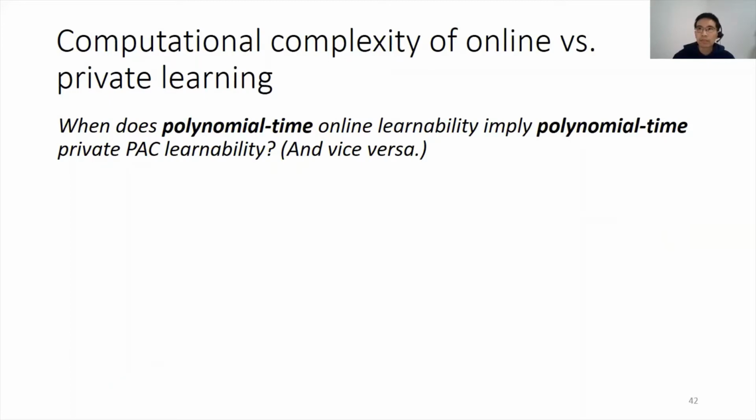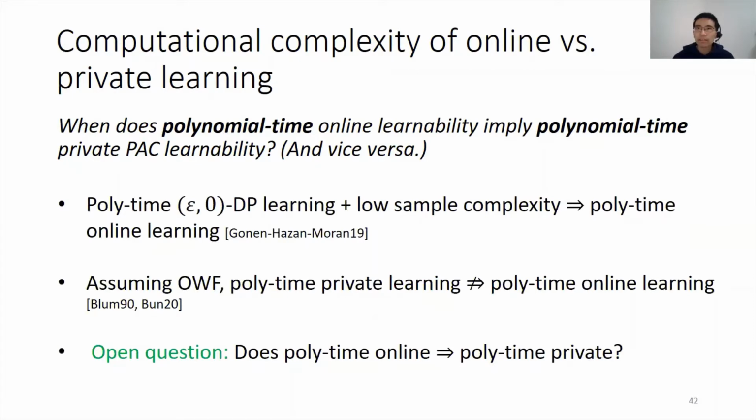Further work has addressed the question of whether computationally efficient transformations exist between online learners and private learners. The equivalence we've discussed so far is information theoretic, but neither direction of the equivalence maps polynomial time algorithms in one setting to polynomial time algorithms in the other. Some progress has been made on understanding whether efficient transformations exist. For instance, Gonen, Hazan, and Moran showed that a subclass of efficient, pure, differentially private learners can be generically compiled into efficient online learners. Unfortunately, under cryptographic assumptions, it turns out that such a compilation cannot exist for efficient private learners in general.